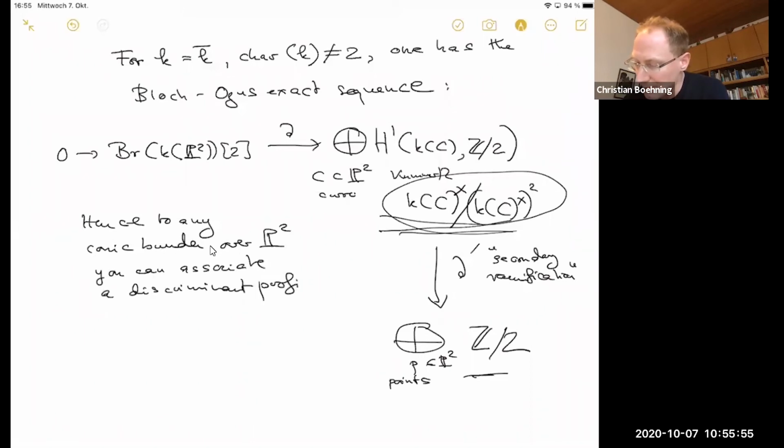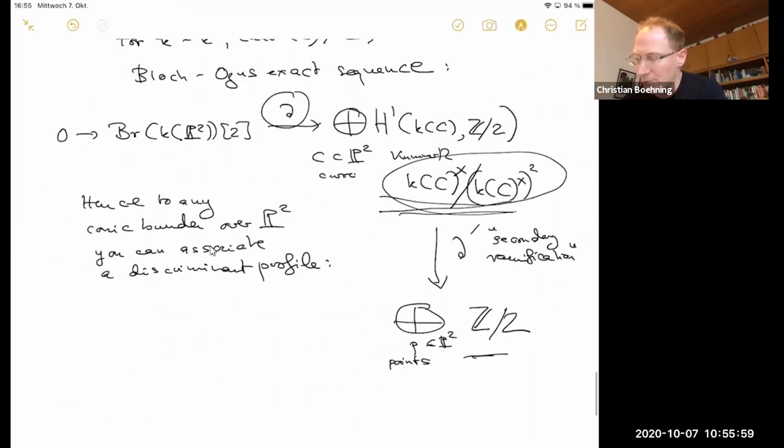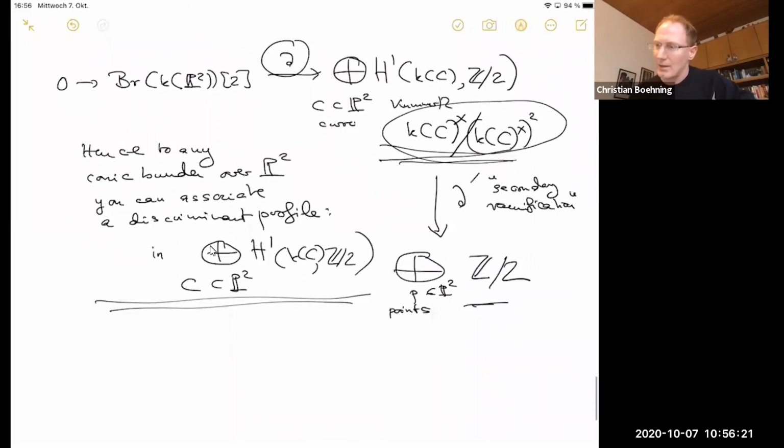And this discriminant profile is just the image of the Brauer class of the conic bundle. So it's just an element in this direct sum, over all curves in P2, of these H1s. So in other words, I just remember the double covers the conic bundle induces on these discriminant components and take the corresponding classes here. So that's what I want to call the discriminant profile.